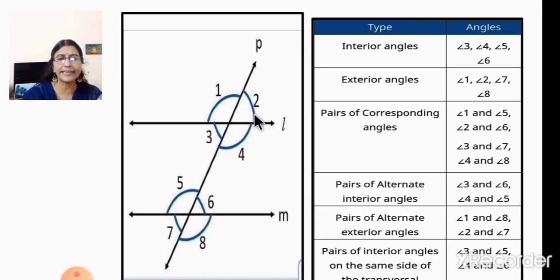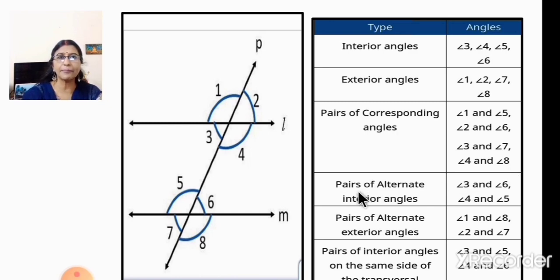Similarly, if we take angle 2, which is on upper right, so we will take angle 6. These two are corresponding angles, angle 2 and angle 6. Now if we take angle 3, which is on the lower left side of the transversal, here we will take angle 7. So angle 3 and angle 7. Similarly, if we take angle 4 is on lower right side, here also you see lower right side is angle 8. So angle 4 and angle 8 are corresponding angles.